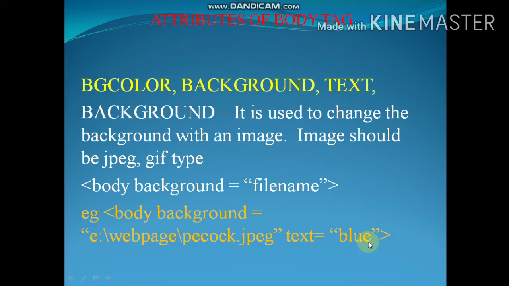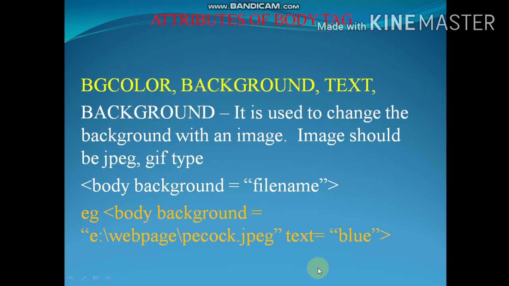Now let's see an example using these attributes. When you use background, you cannot use BG color. Any one you can use. If you want to use BG color, it changes only the color. If you want to give an image, then you can use background. These two attributes we cannot use together.